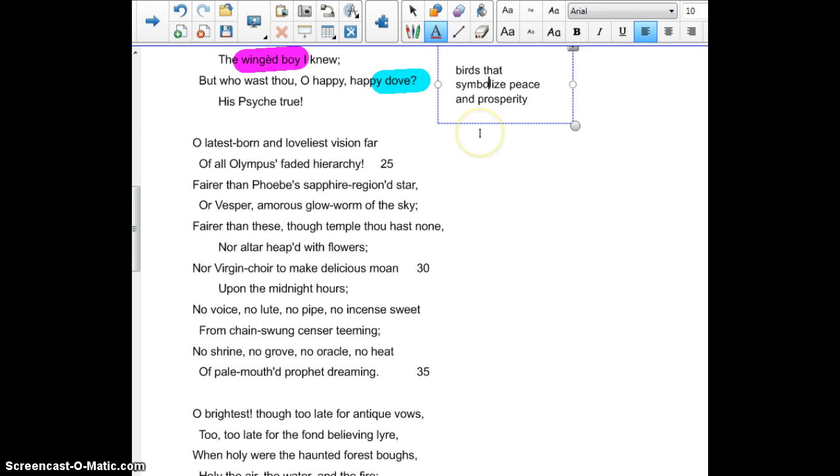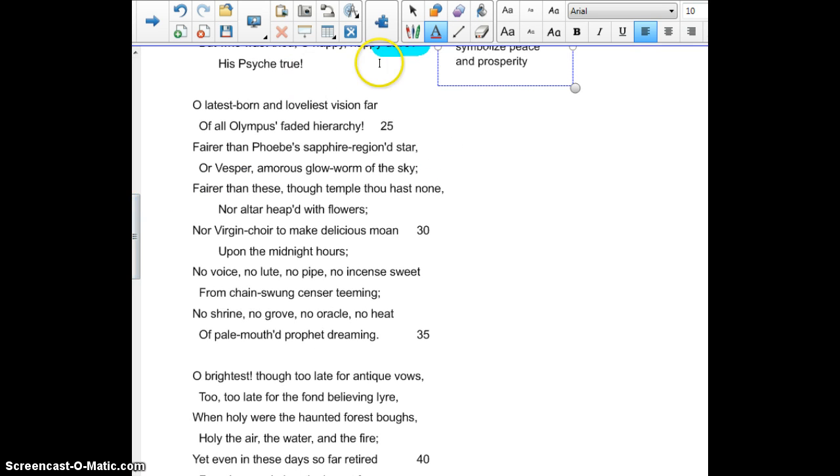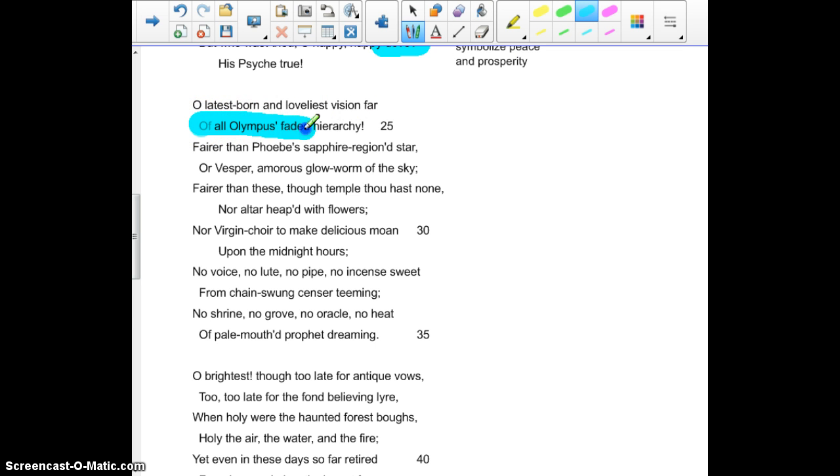So I think that might be useful later on just for general knowledge. Okay, as I keep reading, I see this line over here, and I know this has to be important, and that is this: of all of Olympus' fate hierarchy.